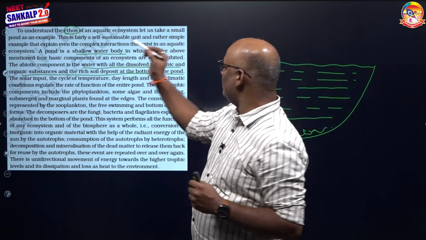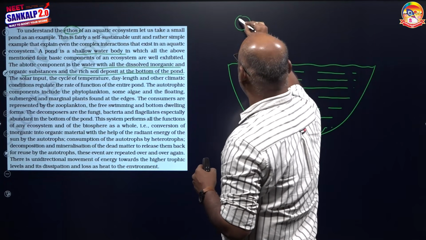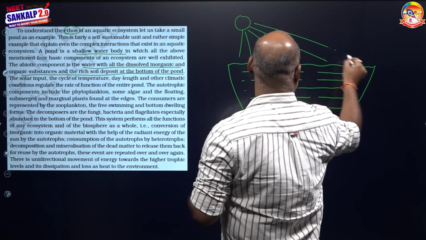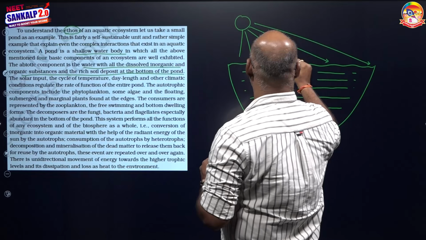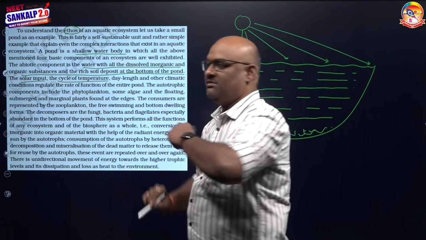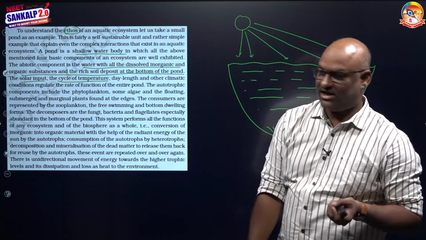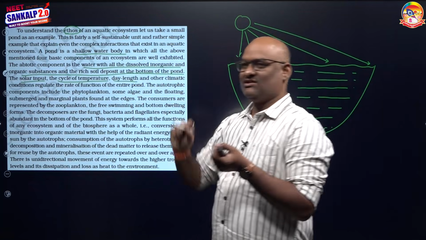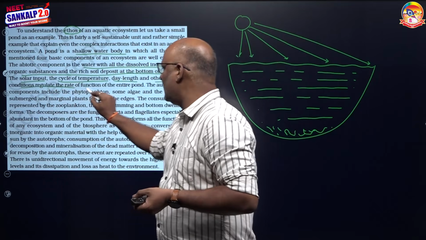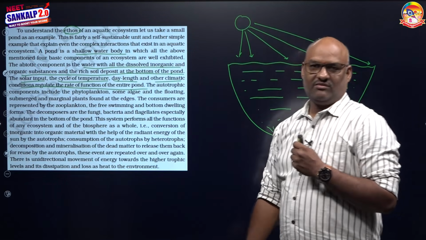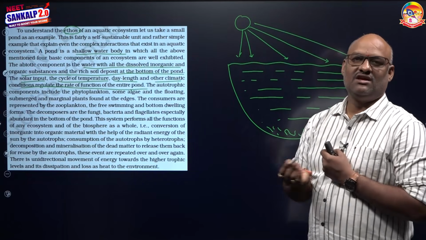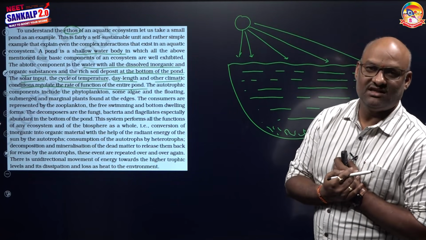Now, the solar input, because the pond receives the sunlight, and the cycle of temperature, which again depends upon the solar input, the sunlight. Day length also depends upon the sunlight, as well as other climatic conditions, which regulate the rate of function of the entire pond. So, these are all the different abiotic factors which are responsible for the different types of functions occurring inside the pond.